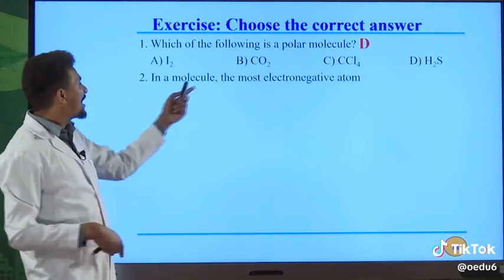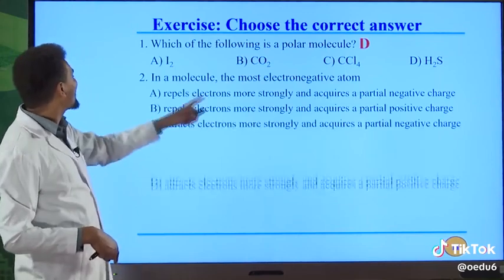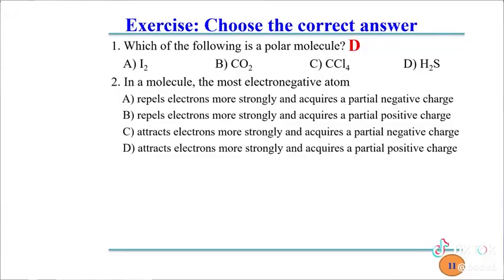Question number 2. In a molecule, the most electronegative atom attracts electrons more strongly because of its high electronegativity and acquires a partial negative charge. I already told you about this one, so C is the correct answer.